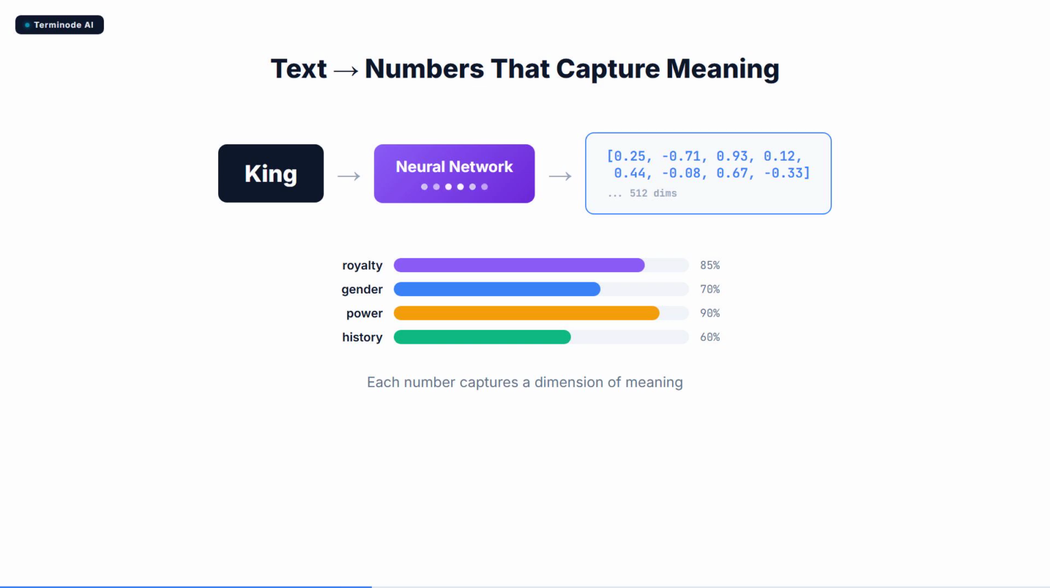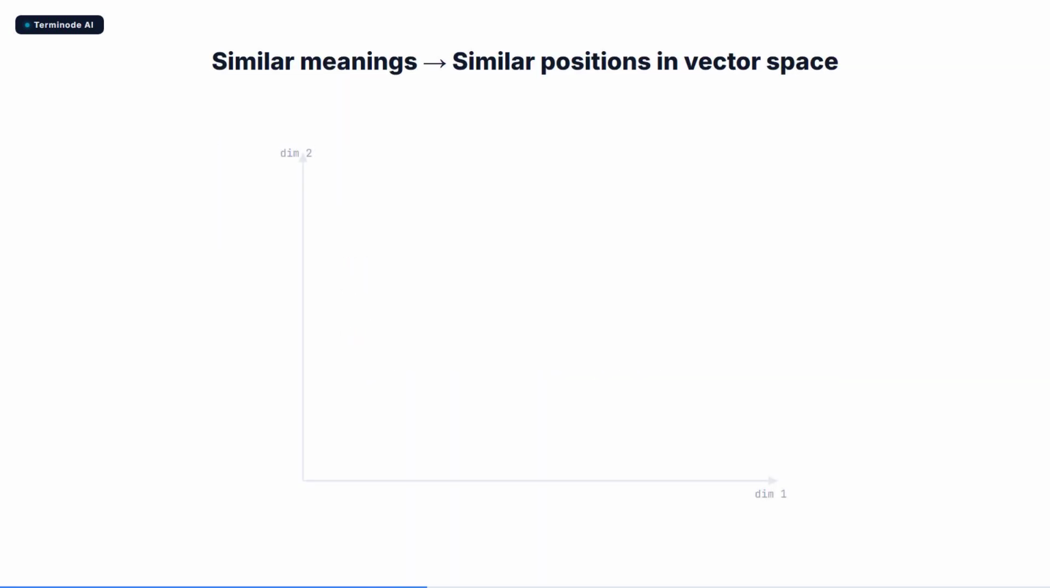The magic is in the relationships. King and queen end up very close in vector space. King and banana end up very far apart. Happy and joyful cluster together.